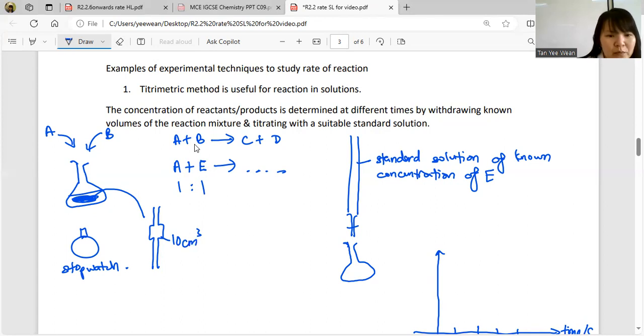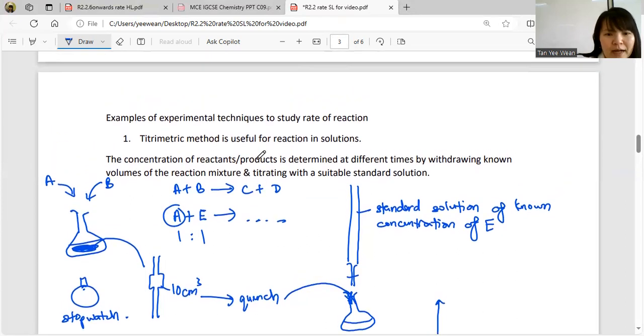Okay, so once you withdraw that 10 centimeter cube, you will have to quench the reaction. So the word to use for stopping the reaction is to quench the reaction. Okay, why do we stop the reaction? Because we want to know the concentration of A at that point, at 60 seconds. So at 1 minute, we have to stop the reaction. How do we stop the reaction?